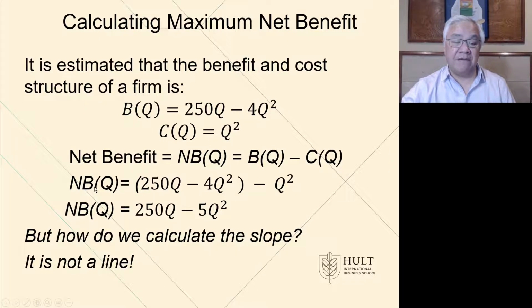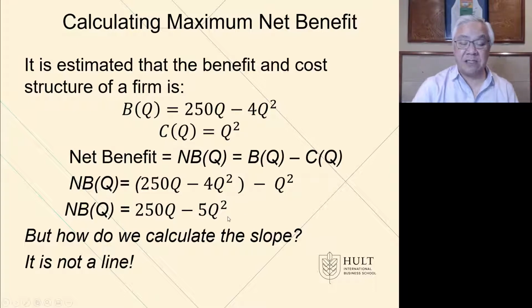So net benefit as a function of quantity equals this expression, which is the benefit or the revenue, minus this expression, which is the cost. And all we have to do is solve that and say, what's the slope of that? Oops, we can't do that yet.